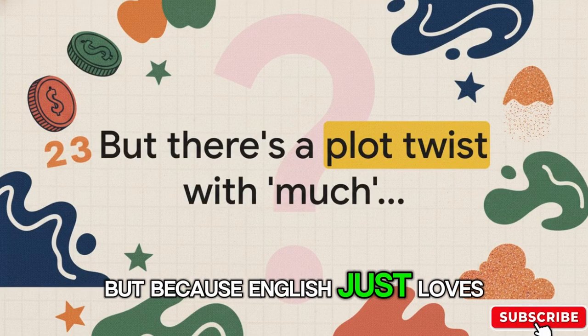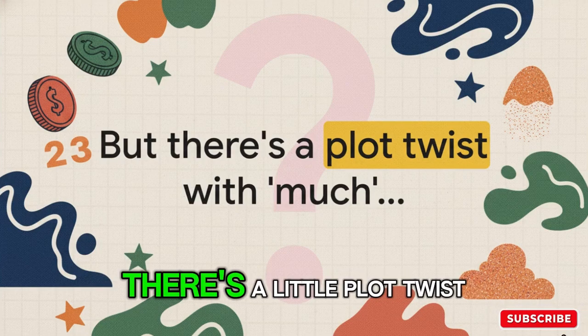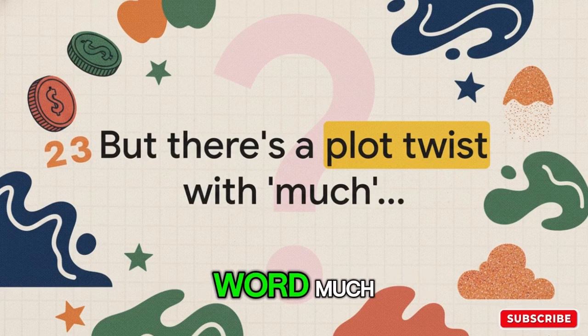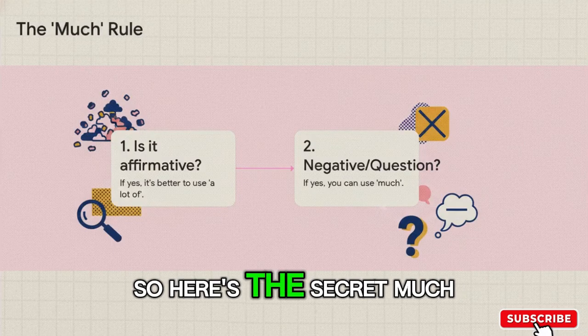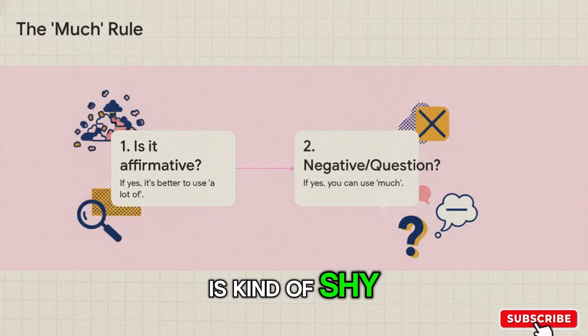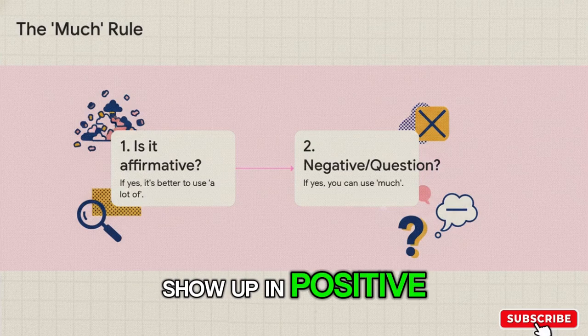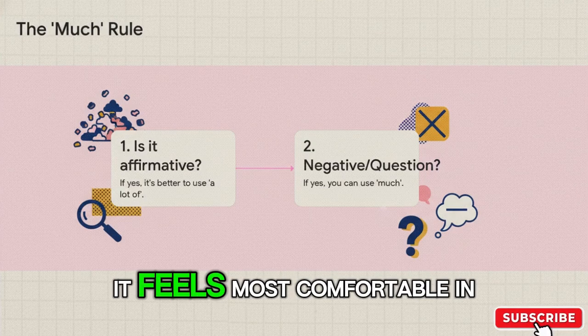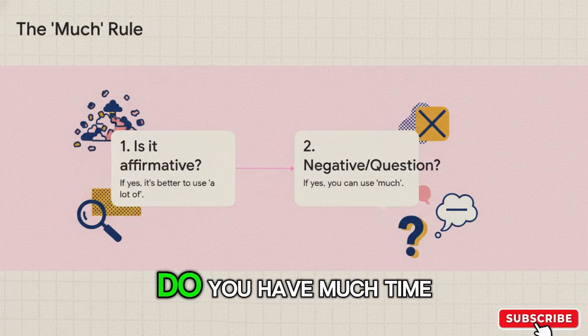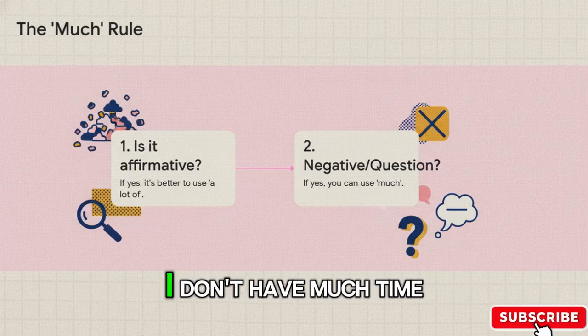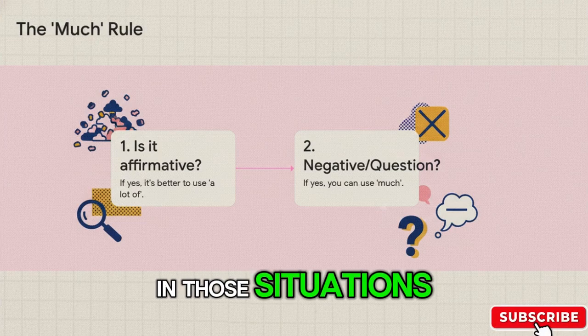But because English just loves to keep us on our toes, there's a little plot twist when it comes to the word much. It's a rule that trips up a ton of learners. So here's the secret. Much is kind of shy. It doesn't really like to show up in positive, affirmative sentences. It feels most comfortable in questions and negative statements. So you'd ask someone, do you have much time? Or you'd say, I don't have much time. In those situations, it's perfect.